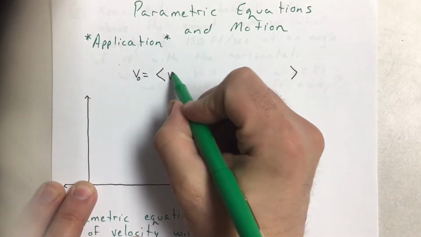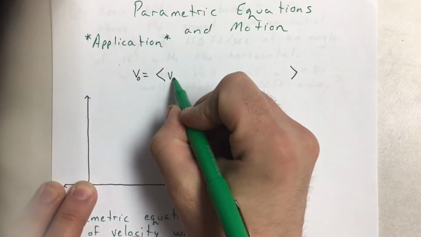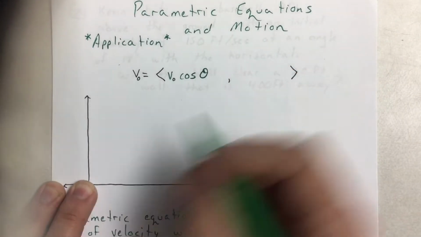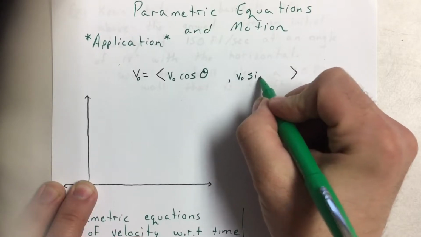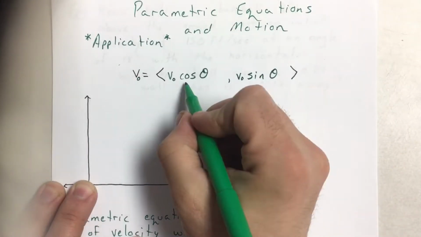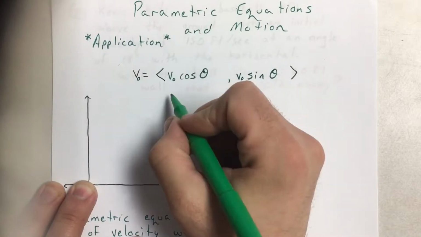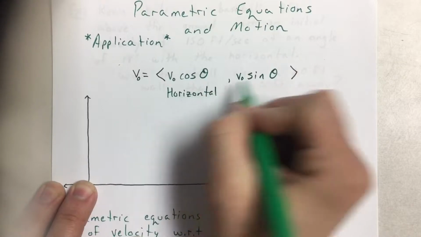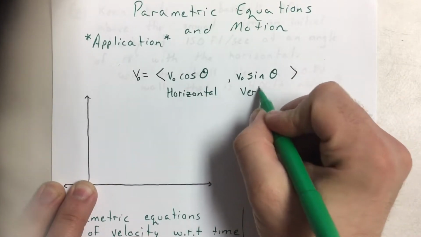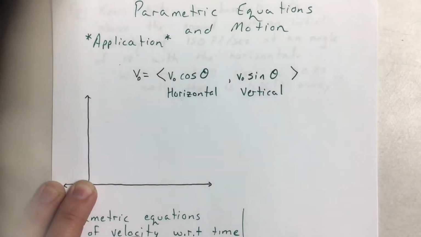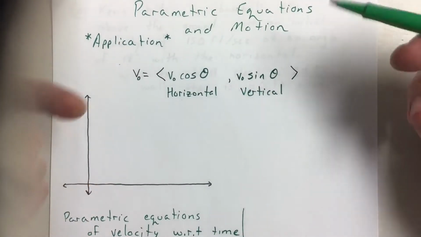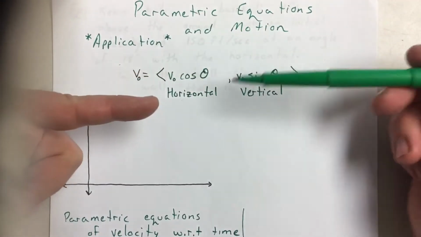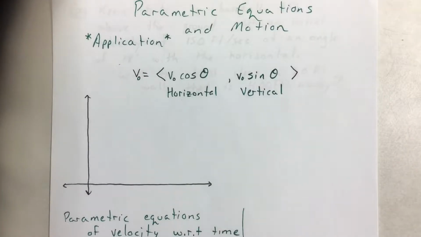We have learned that this can be written as the initial velocity multiplied by the cosine of the angle, and then the initial velocity multiplied by the sine of the angle, where the first piece represents the horizontal component, and the second piece represents the vertical. So the moment it is launched, we are able to utilize this to examine the velocity in the horizontal movement and the vertical movement at the beginning.